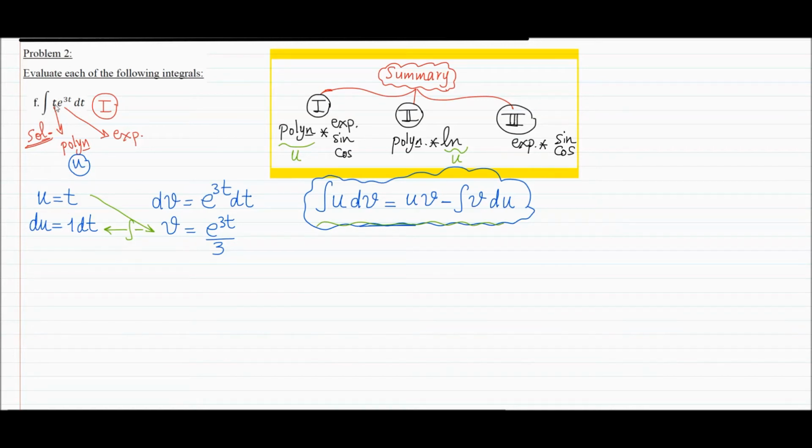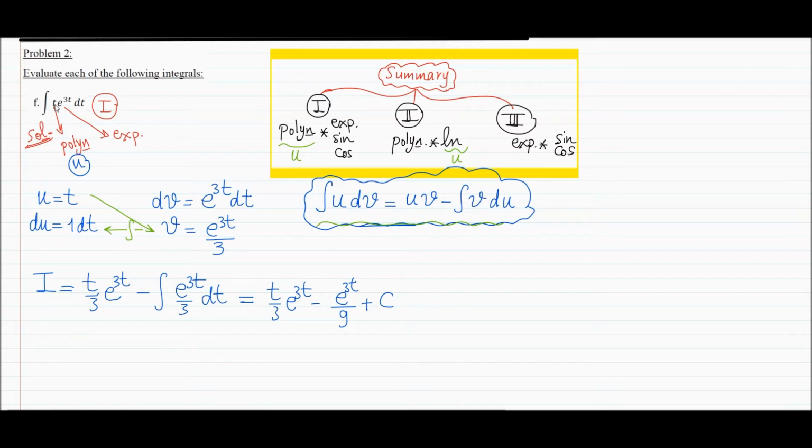So our integral will be I equals t over 3 e power 3t minus the integration of e power 3t over 3 dt. And now we have an easy integration, so it will be t over 3 e power 3t minus e power 3t over 3 multiplied by 3, it will be 9, plus c.